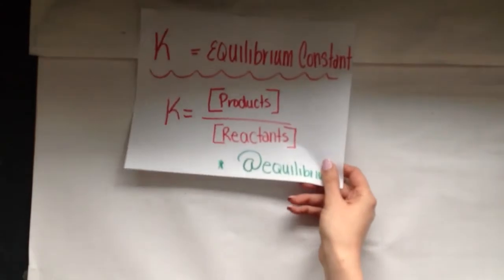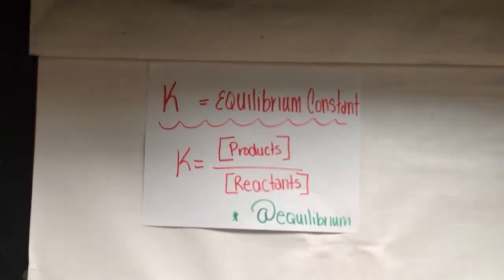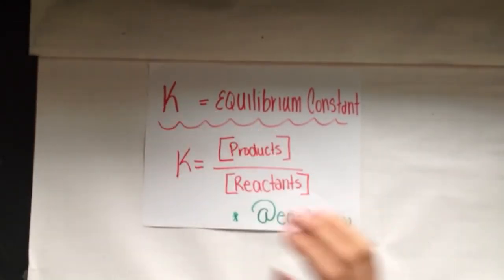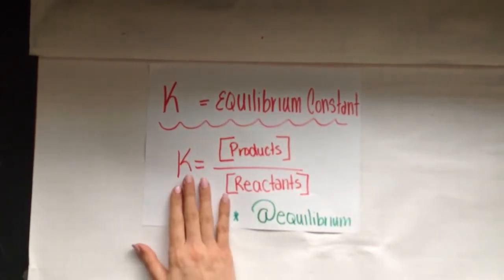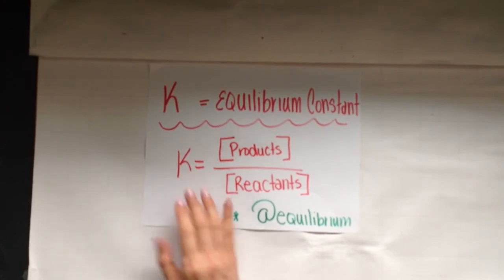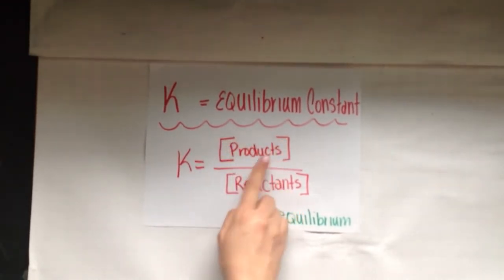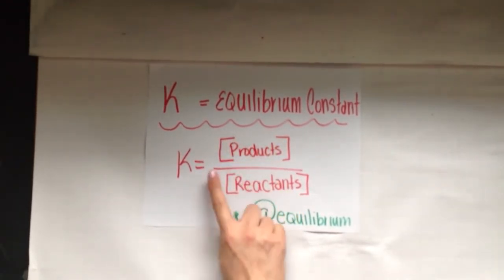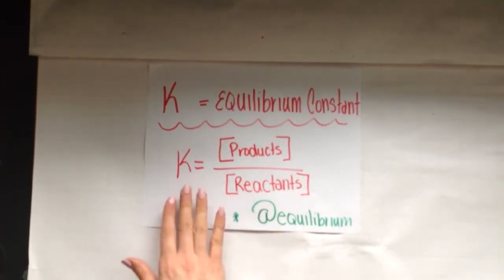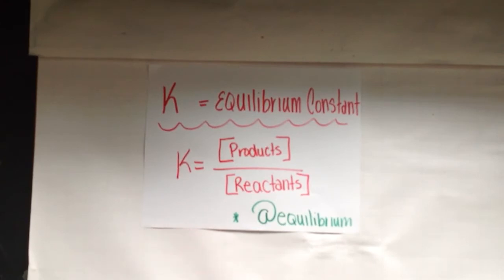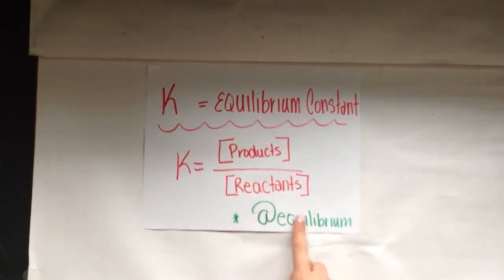That's equilibrium. Okay, I'm going to also introduce a new variable for you, and that's the variable K. K represents the equilibrium constant. And the equation for K, and how to calculate K, is you take the concentration of the products and divide them by the concentration of your reactants. And what's really important is if you're using K, always remember that you're at equilibrium.